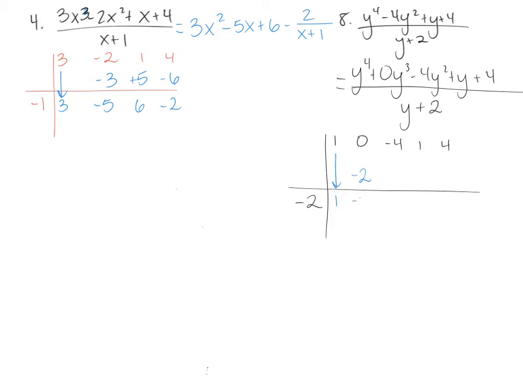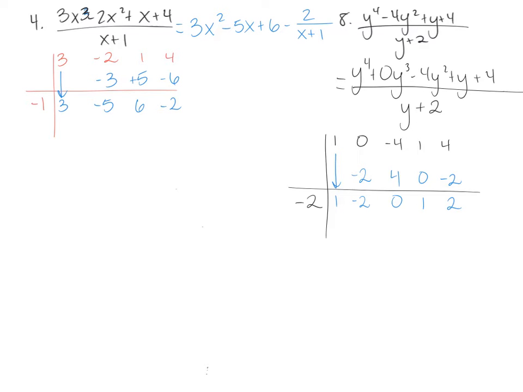0 minus 2 is -2. So -2 times -2 is 4. -4 plus 4 is 0. -2 times 0 is 0. 1 plus 0 is 1. -2 times 1 is -2. 4 minus 2 is 2.